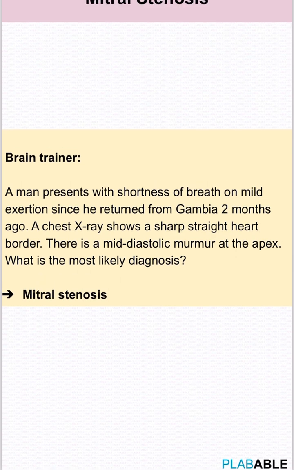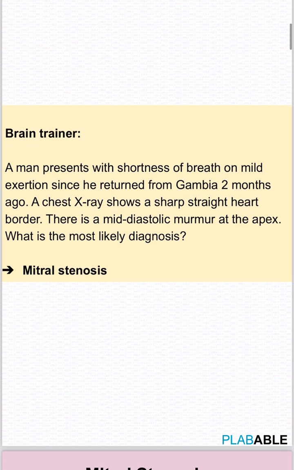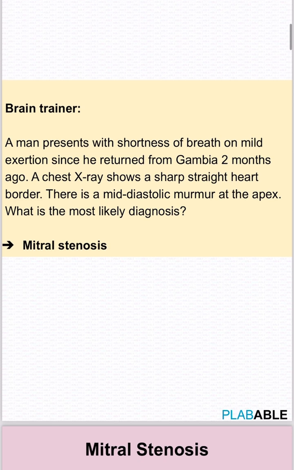A man presented with shortness of breath on mild exertion since he returned from Gambia 2 months ago. A chest X-ray shows a sharp straight heart border, and there is a mid diastolic murmur at the apex. What is the most likely diagnosis? Mitral stenosis. The X-ray shows a sharp straight heart border and a mid diastolic murmur at the apex. In mitral stenosis, a patient will have shortness of breath.